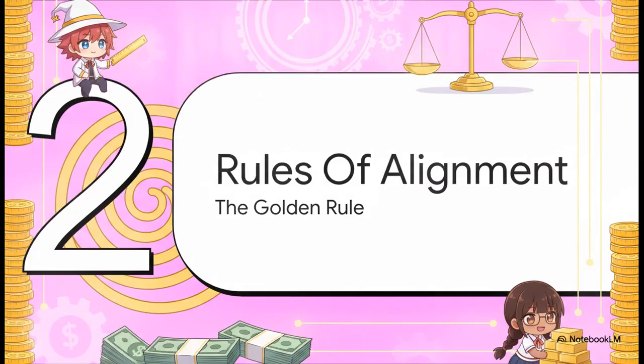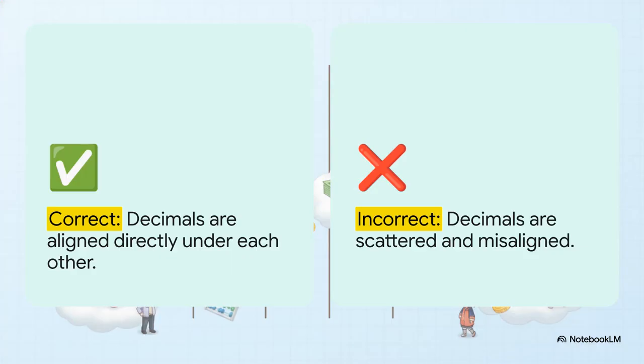Okay, moving on to Section 2, the golden rules of alignment. This is absolutely crucial, so pay close attention. We have to understand the correct and incorrect ways to set up our math. On one hand, you have the right way. The decimal points are perfectly stacked right on top of each other. 4 pounds 50 directly over 3 pounds 25. But if you scatter those decimals and just misalign them, your math is going to be completely wrong. Why? Because you will accidentally start adding pounds to pence. It's like mixing apples and oranges. Always line up those decimal points, so pounds add to pounds and pence add to pence.